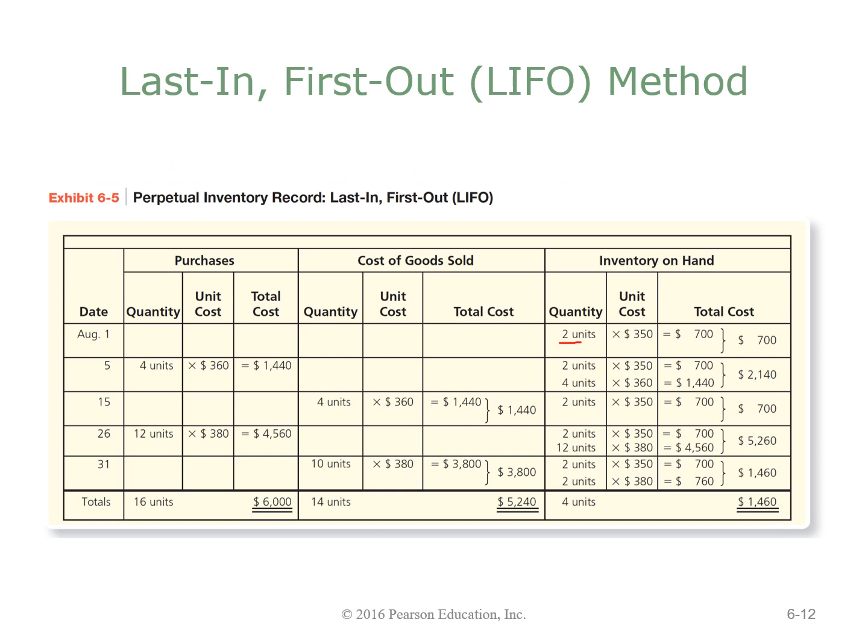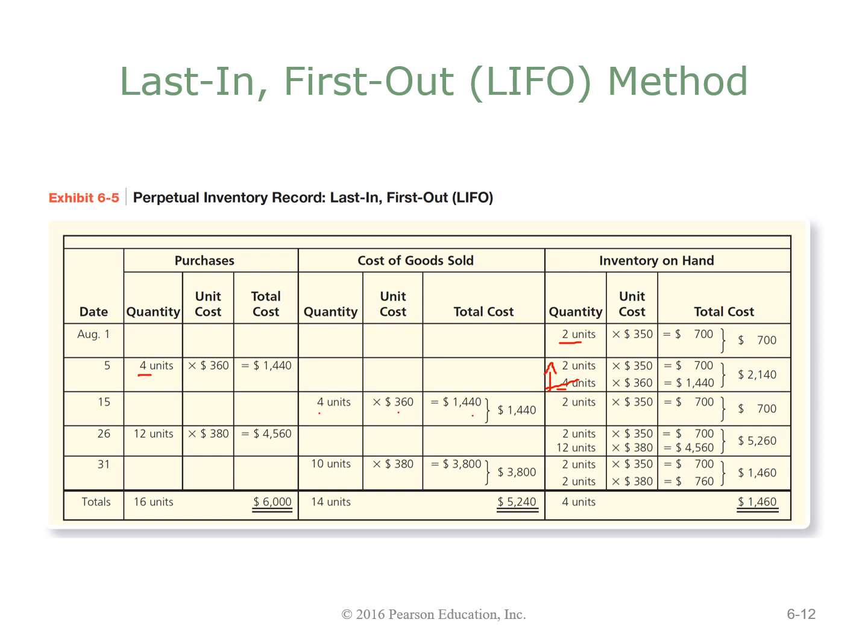We started with the usual 2 units, and we purchased another 4. And here comes the change: it says last in, first out. We are going from the bottom to the top, which is the opposite of the FIFO. I will start with the 4 units first. 4 units multiplied by 360 is 1,440. And the remaining, since we sold that, is 2 units.